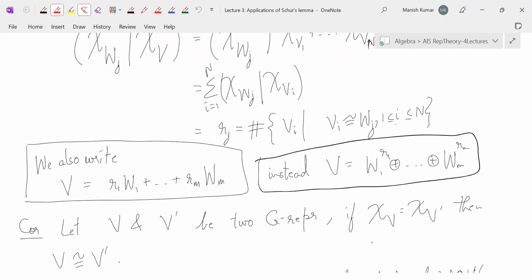So the corollary is nothing but an if and only if statement. The if part, that if two representations are isomorphic their characters are the same, is trivial. The converse is the non-trivial one. Okay, thank you. Any other questions or comments?